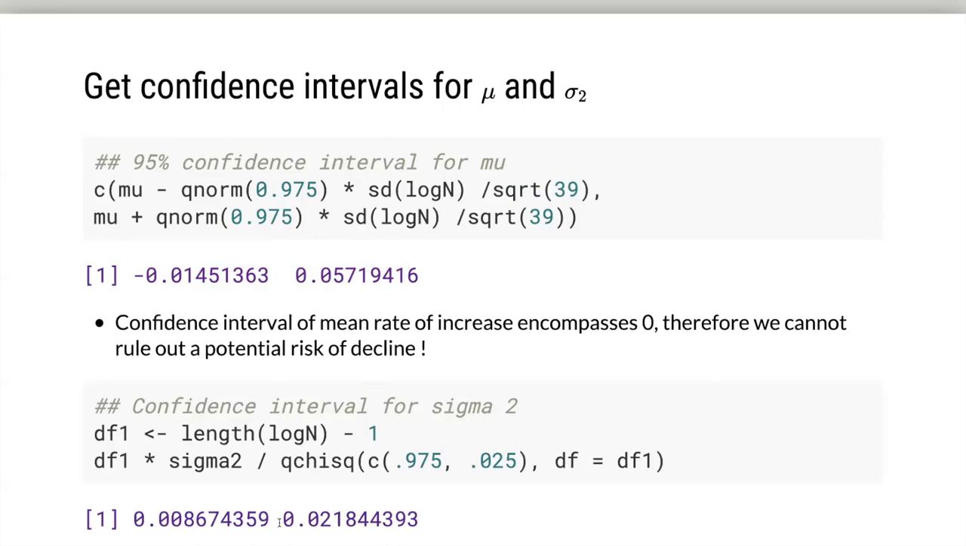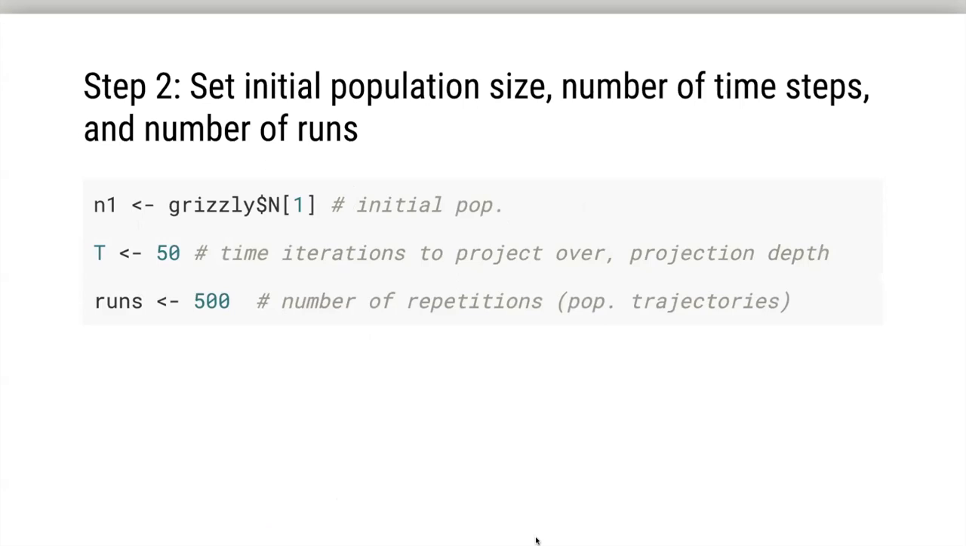And we do the same to get the confidence interval for the variance, which is distributed according to a chi-square distribution. So that's a classical way of calculating a confidence interval for variance. To project the population size, we need to start from an initial population number. So we take the first data point in 1959, which was 44, if I remember well. We project the population over 50 years, and we have to set a new quantity, which is the number of replicates, the number of different populations that we simulate. So 500 is a good number, which gives us quite a wide range of population trajectories.